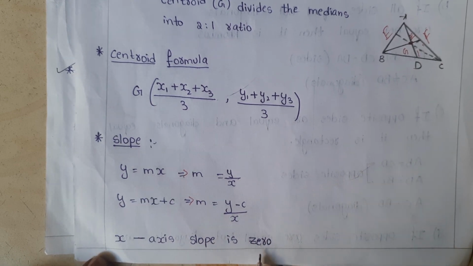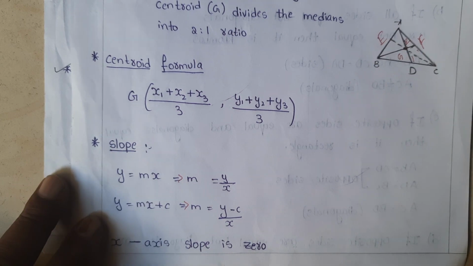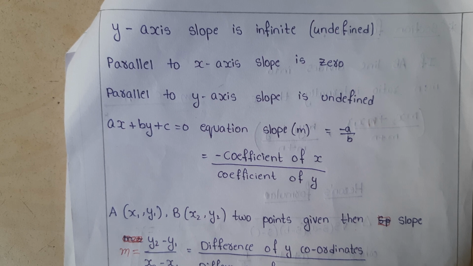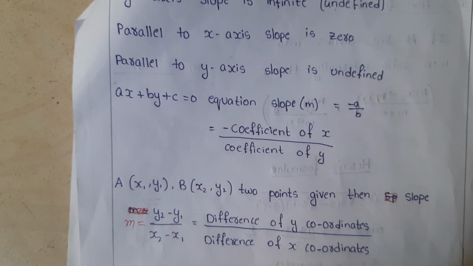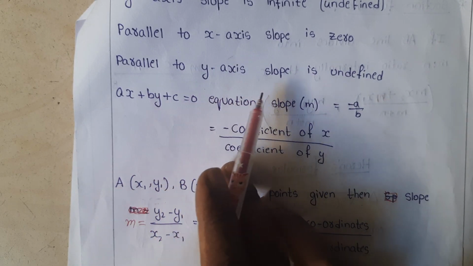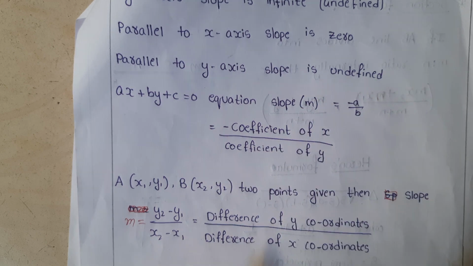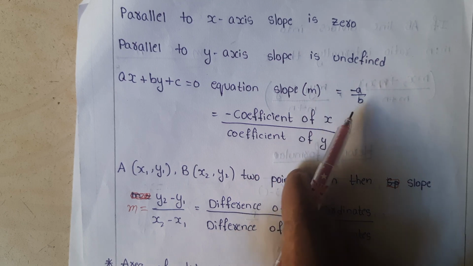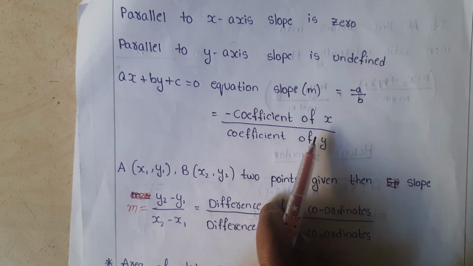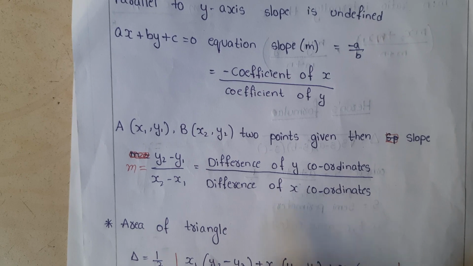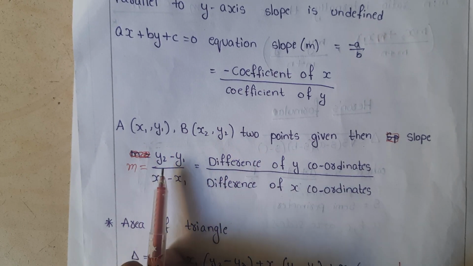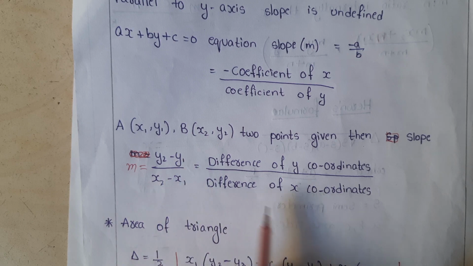X-axis slope is 0. Y-axis slope is undefined or infinite. Undefined is a better word. Parallel to x-axis, slope is 0. Parallel to y-axis, slope is undefined. For the equation ax plus by plus c is equal to 0, slope m is equal to minus a by b, that is, minus coefficient of x by coefficient of y. If x1, y1 and x2, y2 are given, then the slope m is equal to y2 minus y1 by x2 minus x1.